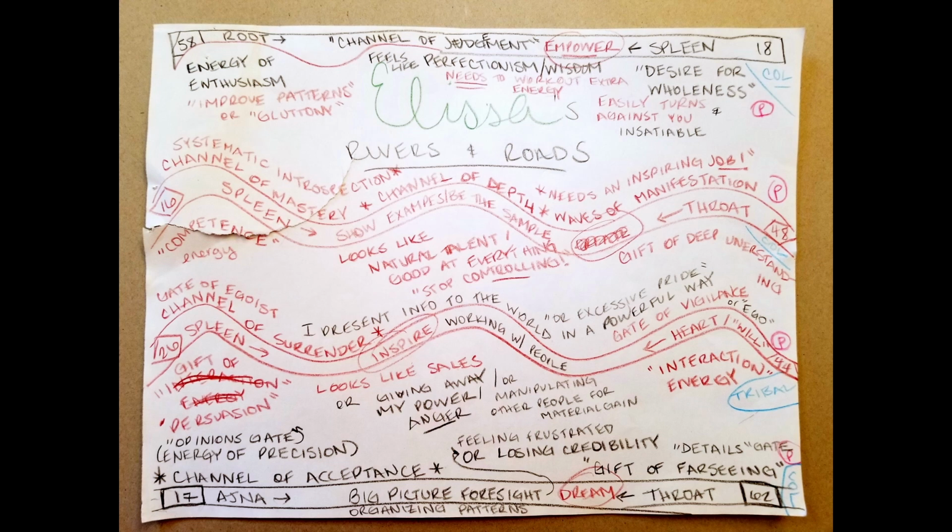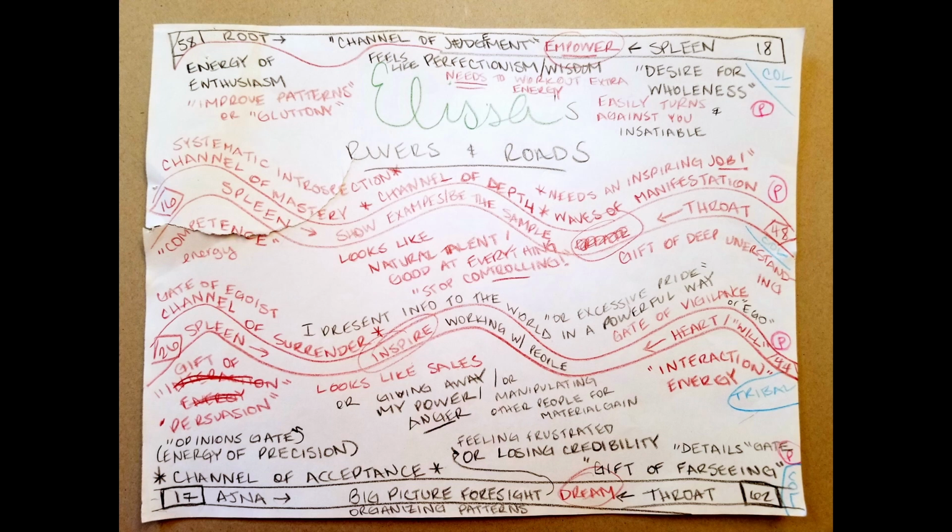The next channel is the 16-48, and it's the channel of depth. It means that I can show examples, or I can be the sample for things. It looks like natural talent. Looks like I'm good at everything, which I'm not, I guarantee you. And it means it is best expressed when I'm not trying to control things.